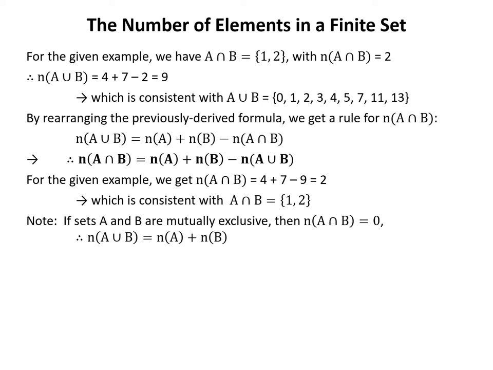Now, we add a note here that if two sets A and B are mutually exclusive, then there would be no elements in their intersection. So N(A intersection B) equals 0 in that case. And so the formula for N(A union B) would simplify to just equaling the number of elements in A plus the number of elements in B.